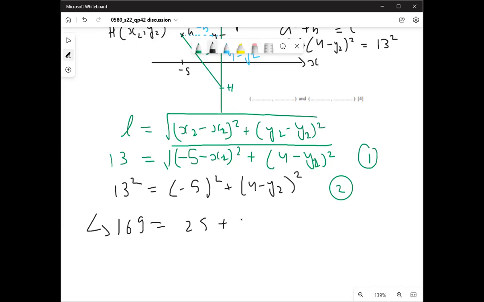And plus, how did you get rid of the x? How did I get rid of the x? The x, where did it go?